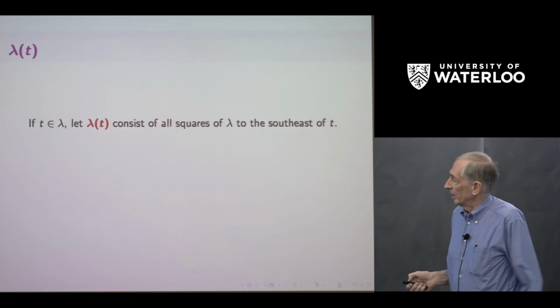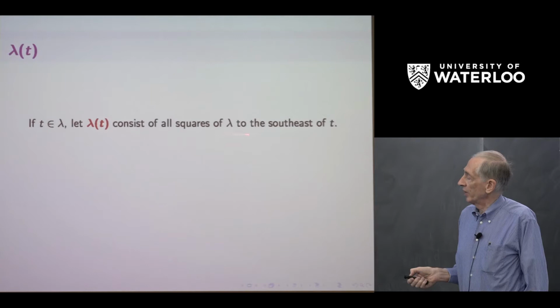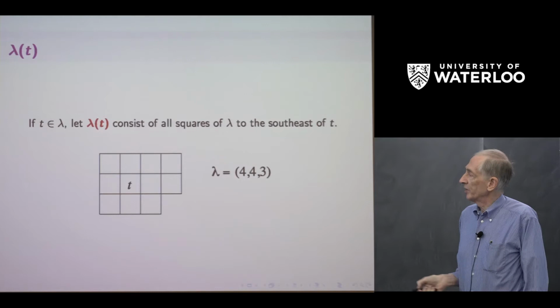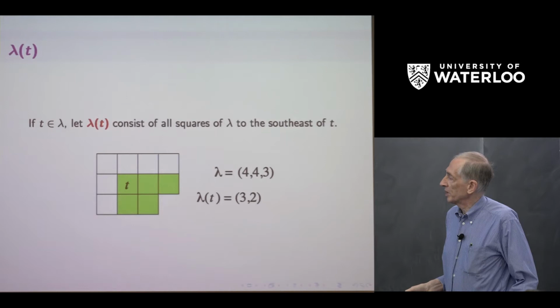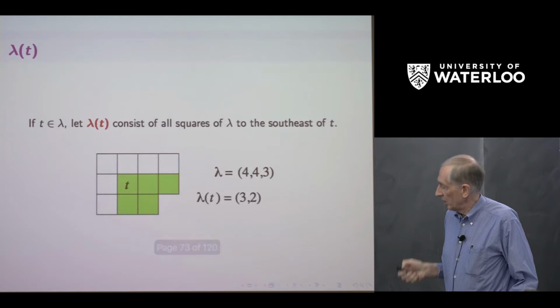For any square t of our diagram, lambda t consists of all the squares of lambda to the southeast of t. So for instance, if this is t, and now I'm just looking in the diagram of lambda, not the extended diagram, here's lambda t. It's sort of the biggest subdiagram for which t is the upper left-hand corner.